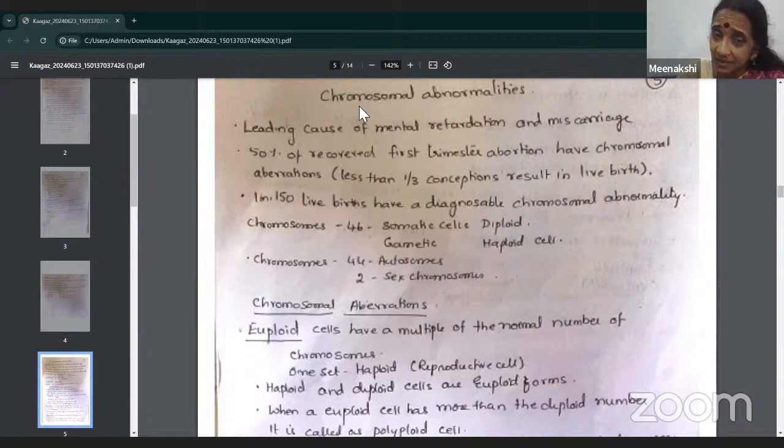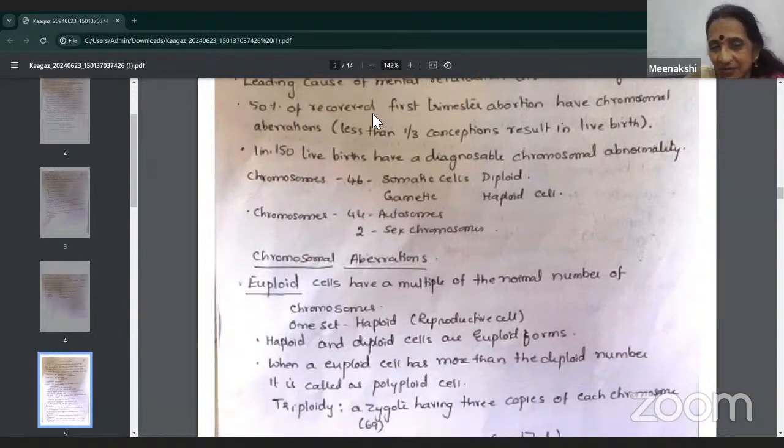So chromosomal abnormalities are the leading cause of mental retardation and miscarriage, and 50% of recovered first trimester abortions, that is, abortions in the first 3 months, are due to chromosomal aberrations only. Otherwise, only 1/3 of the conceptions will give rise to live births. The rest will go as a miscarriage, or there will be a deformity in the conceiving.